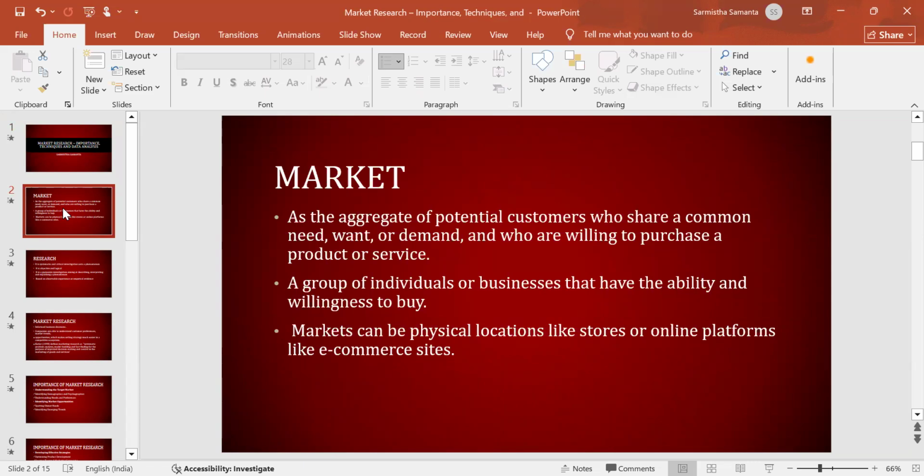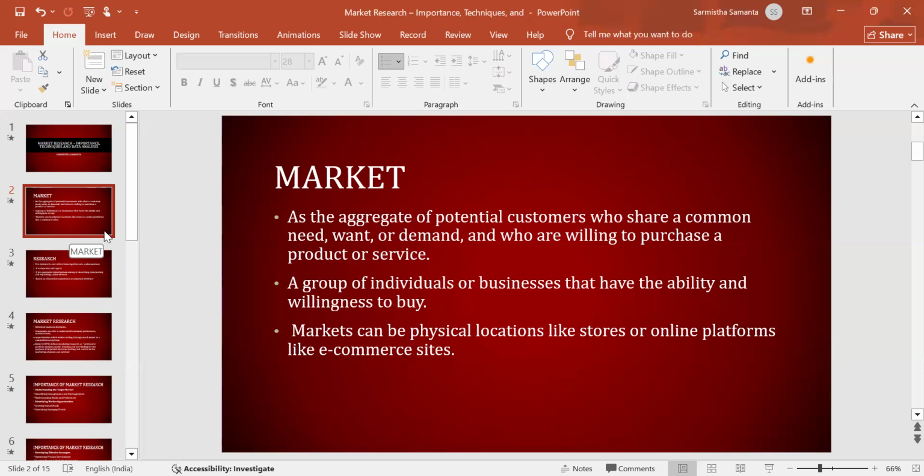It is an aggregate of potential customers who share a common need, want, or demand, and who are willing to purchase a product or service. It means a group of people who have the willingness and ability to purchase the product. It might be a group of individuals or businesses who have both the ability and willingness to buy.